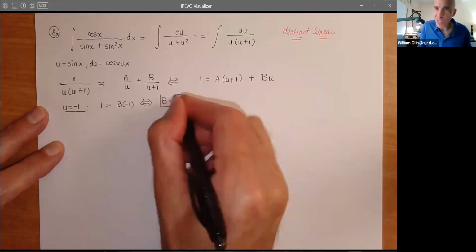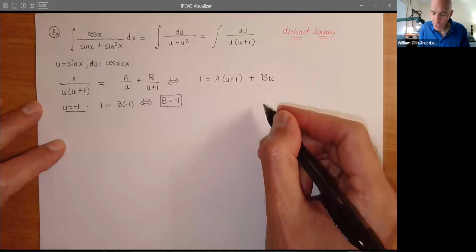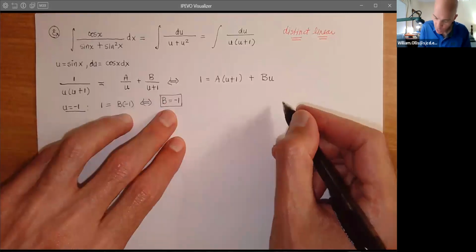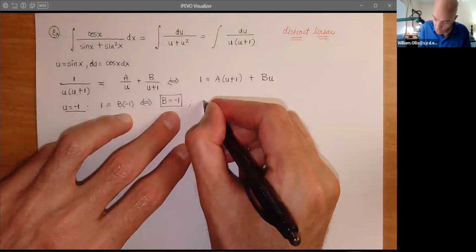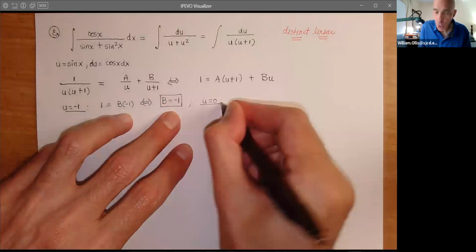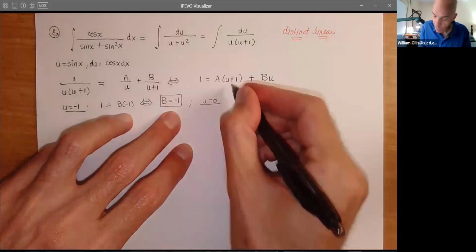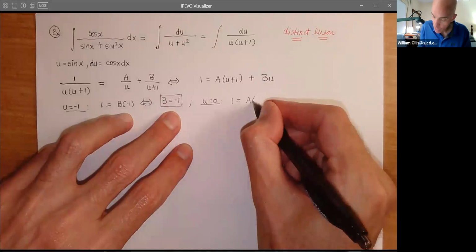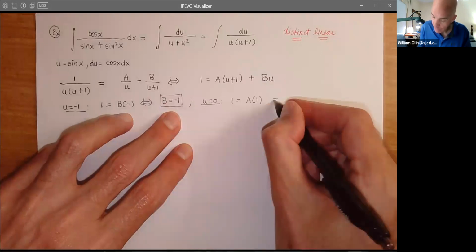Sometimes this technique is so easy that you can just say things that aren't true. Just be very careful as you use it. And then, of course, u equals 0 will annihilate this term and give us this. So we have 1 equals a, 0 plus 1 is 1. So a is 1.